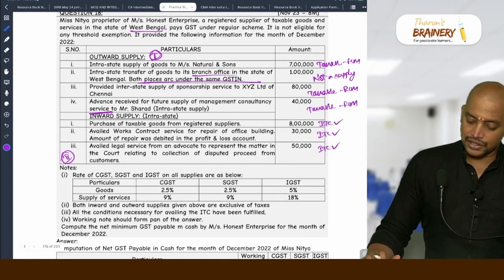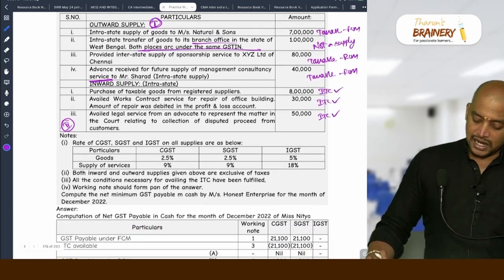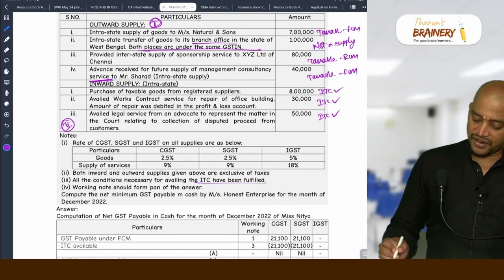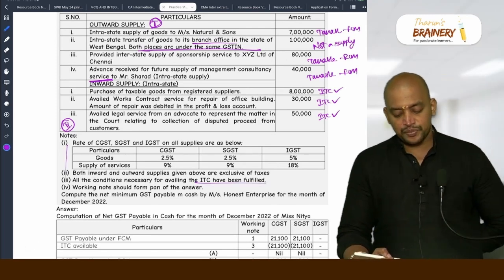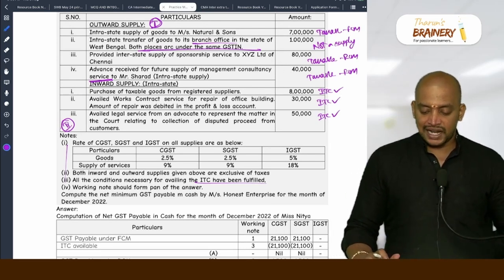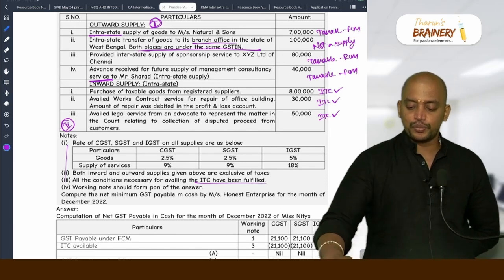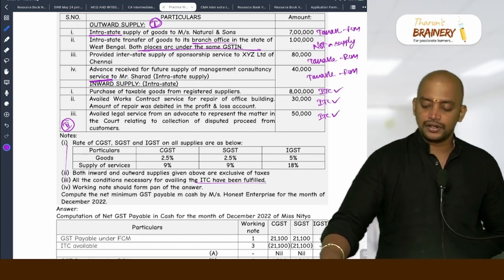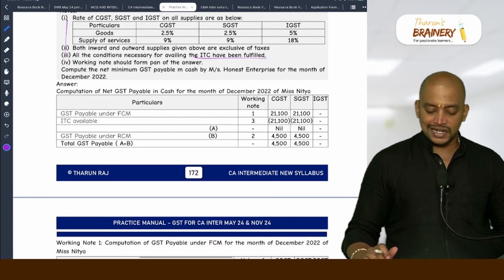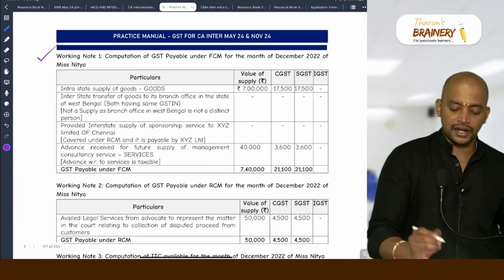So it is not eligible for any threshold exemption. Then all conditions necessary have been fulfilled. Rates they have given, goods and services. Compute the GST payable. First statement we will prepare here. 7 lakhs will be intrastate. So 7 lakhs into 2.5, 2.5, 17,500 and 17,500. You can see working note 1.